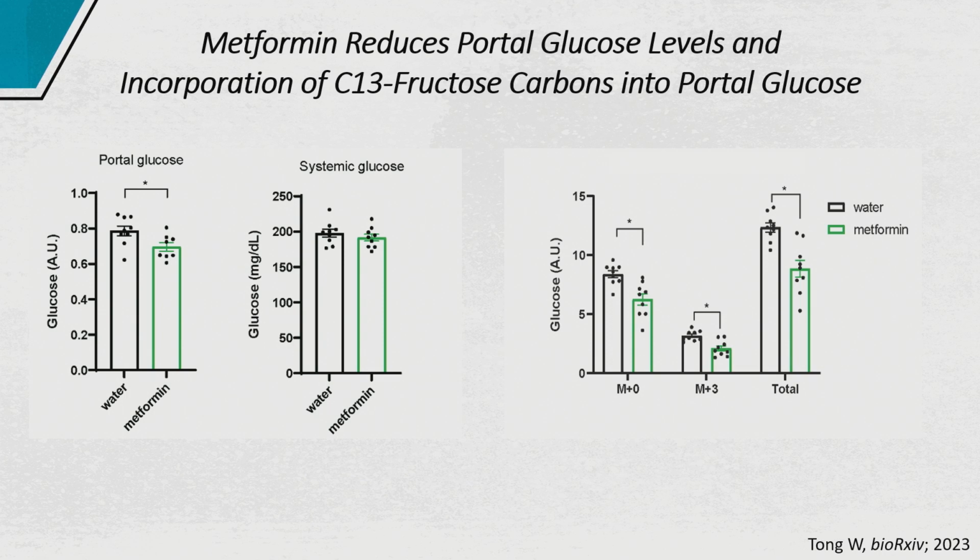And then I guess the last piece I want to show you is the labeling of the glucose in the portal vein. So metformin decreased M0, the unlabeled glucose, but it also decreased M+3 labeled glucose. So there was a reduction in the conversion of fructose to labeled glucose in metformin-treated animals, suggesting that we've impacted or inhibited intestinal glucose production in these animals.